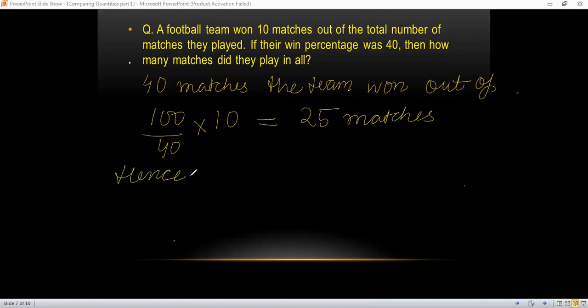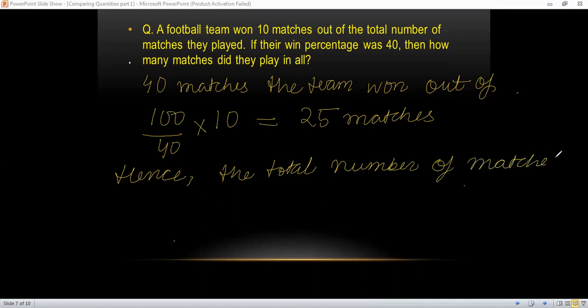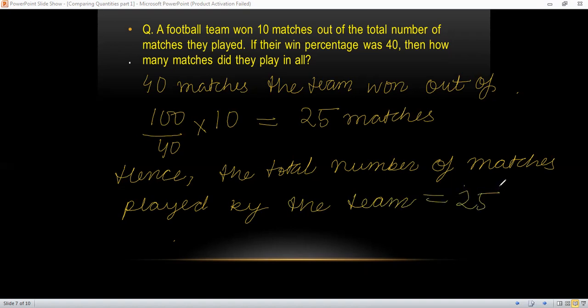Hence, the total number of matches played by the team is 25. 25 matches they played in all.